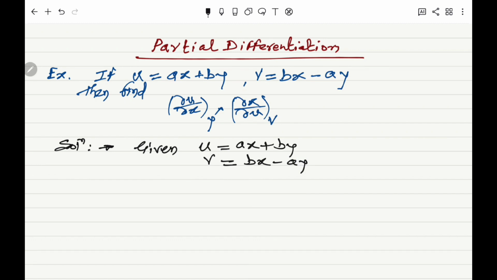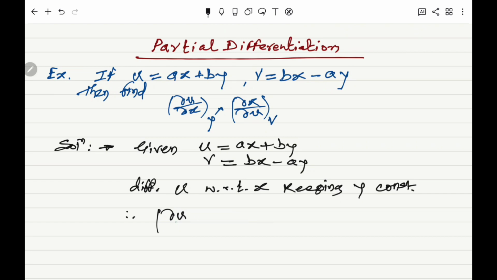Both are functions of x and y, which means we can differentiate u with respect to x keeping y constant. Therefore, differentiating u with respect to x keeping y constant, we get dou u by dou x keeping y constant equals the derivative of the term ax with respect to x, which is a, and the differentiation of by with respect to x, as it is a function of y, is 0. We call this equation number 1.